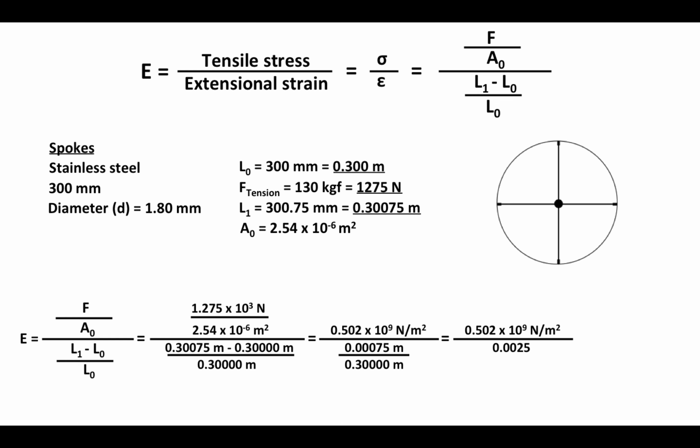So what this expression is showing me is that in my denominator, I have a 0.25% increase in the length of the spoke as a consequence of putting the amount of tension I did on a spoke with a diameter of 1.8 millimeters. When I divide that out, I get a typically really big number, 200 times 10 to the 9th newtons per square meter.